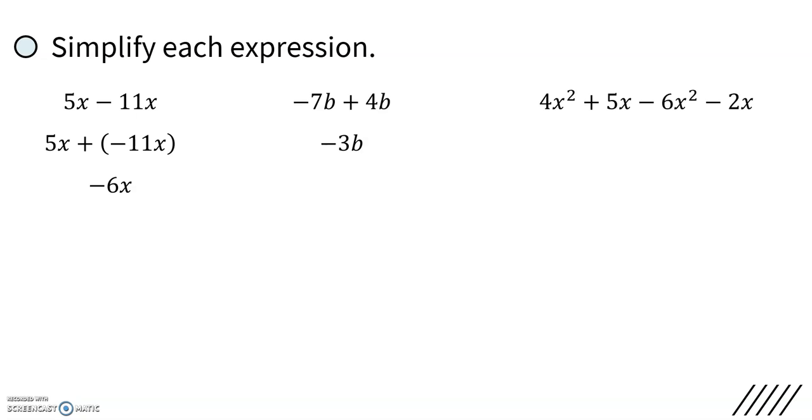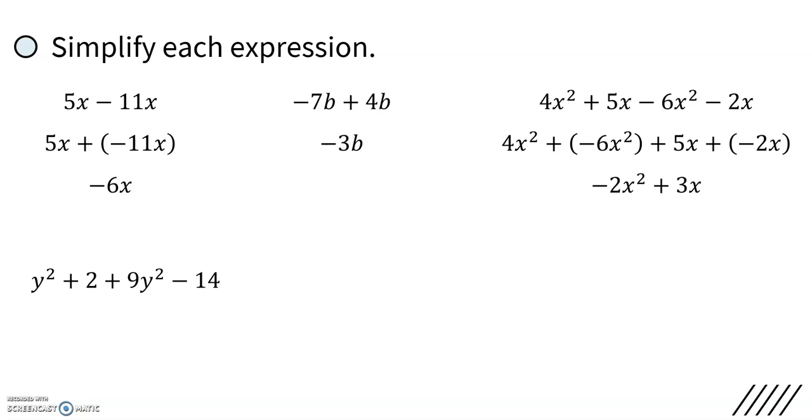4x squared plus 5x minus 6x squared minus 2x. We're going to regroup with our x squared terms together and rewrite the subtractions as addition. 4x squared plus negative 6x squared plus 5x plus negative 2x. 4x squared plus negative 6x squared is negative 2x squared. 5x plus negative 2x is 3x. Negative 2x squared plus 3x.